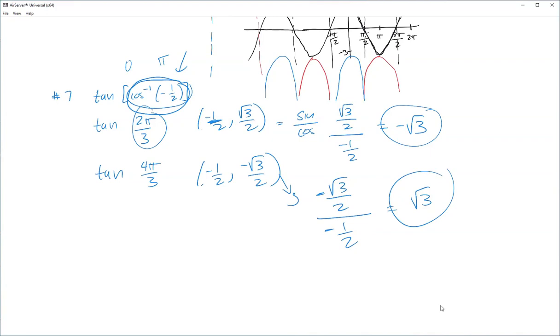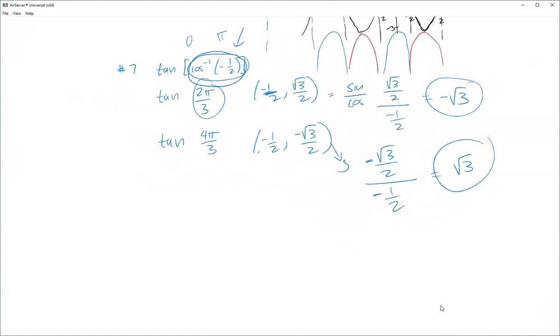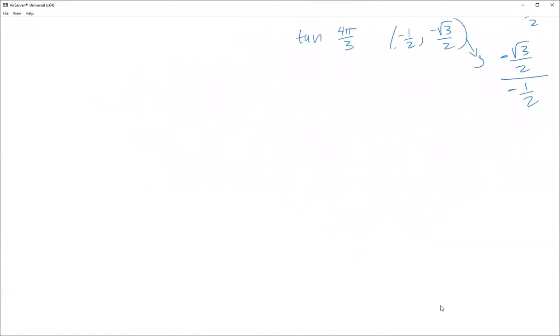Find tangent of theta if cosine theta is negative radical 3 over 2 and the sine is less than 0. The sine is negative on quadrants 3 and 4, right? And cosine is negative radical 3 over 2 only at 7 pi over 6. So at cosine of theta equal to negative radical 3 over 2, theta is equal to 7 pi over 6.